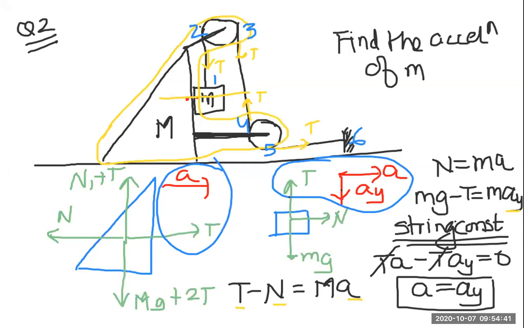Now, if 3, 4 remains the same and 1, 2 has increased by x, then definitely what will happen to 5, 6? It will reduce by x. Okay? And if the 5, 6 length reduces by x, then what will happen to capital M? Capital M will move towards the right by a distance of exactly x.